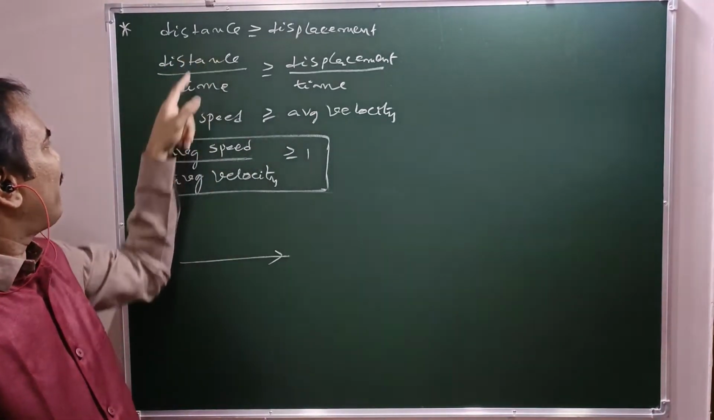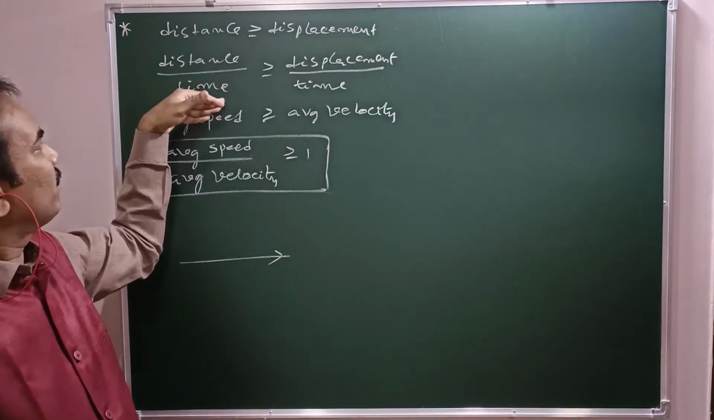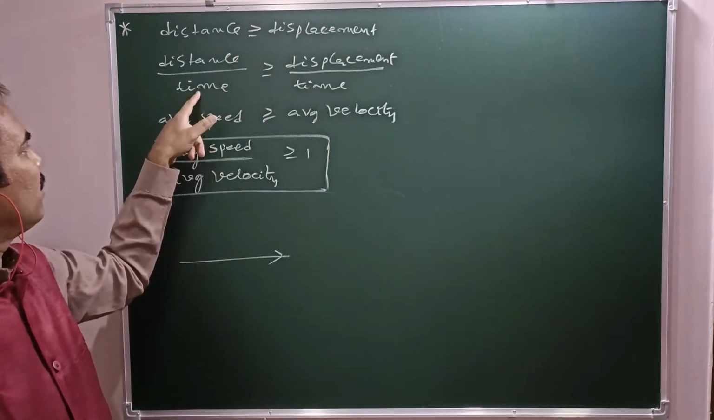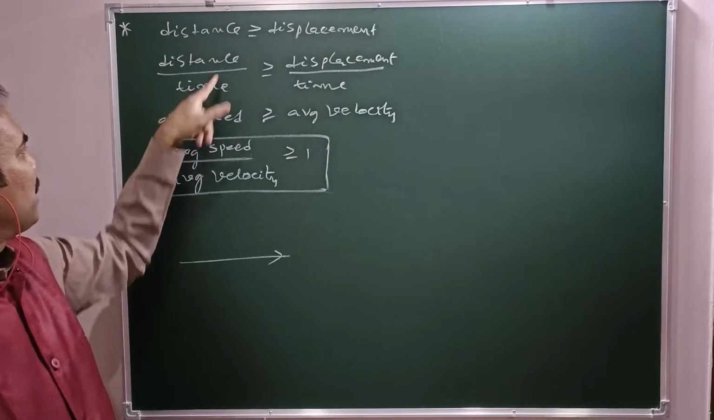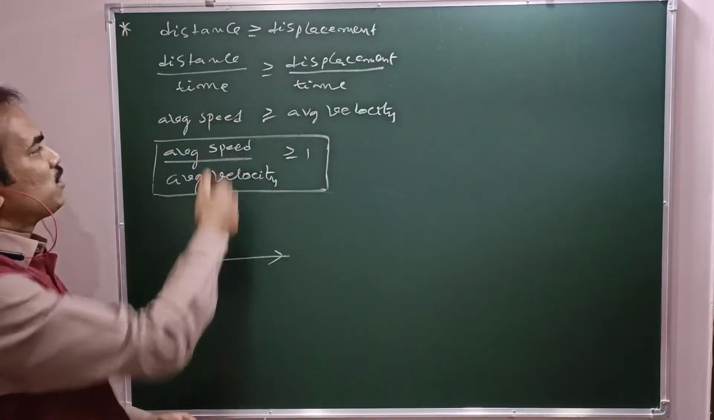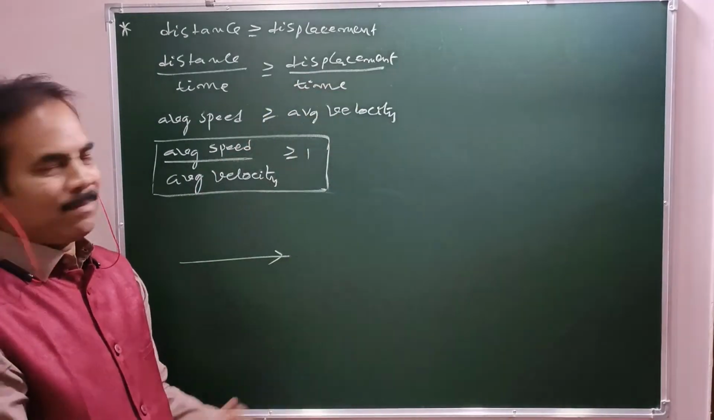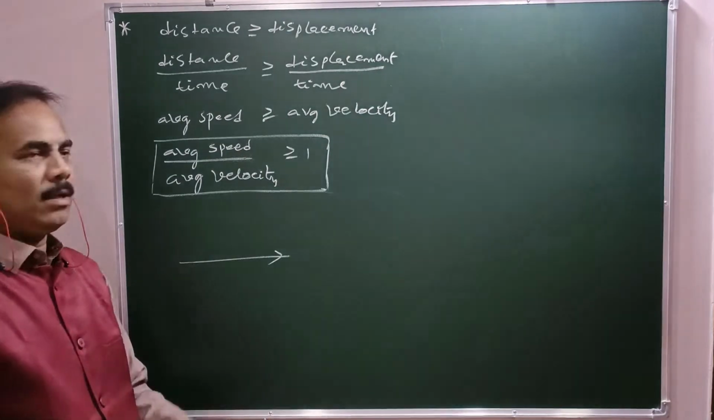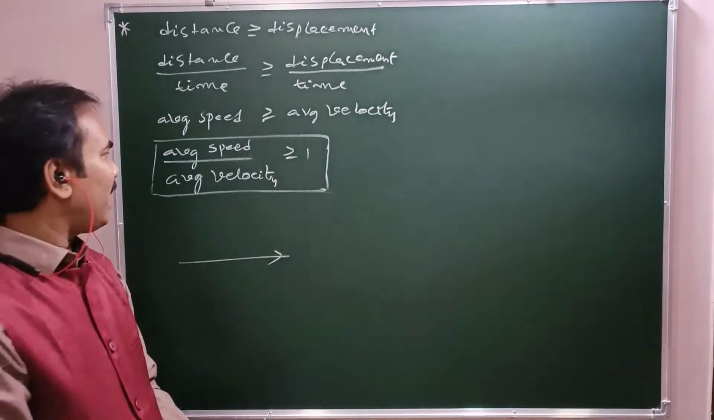Suppose distance divided by time is either greater than or equal to displacement divided by time. Simply I divide the expression by time on both sides. Distance by time is nothing but average speed, and displacement by time is nothing but average velocity. Therefore average speed is either greater than or equal to average velocity.